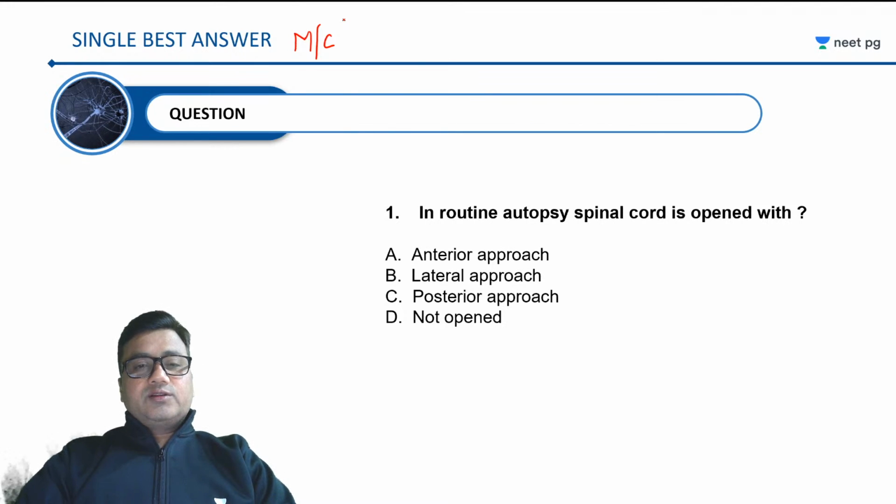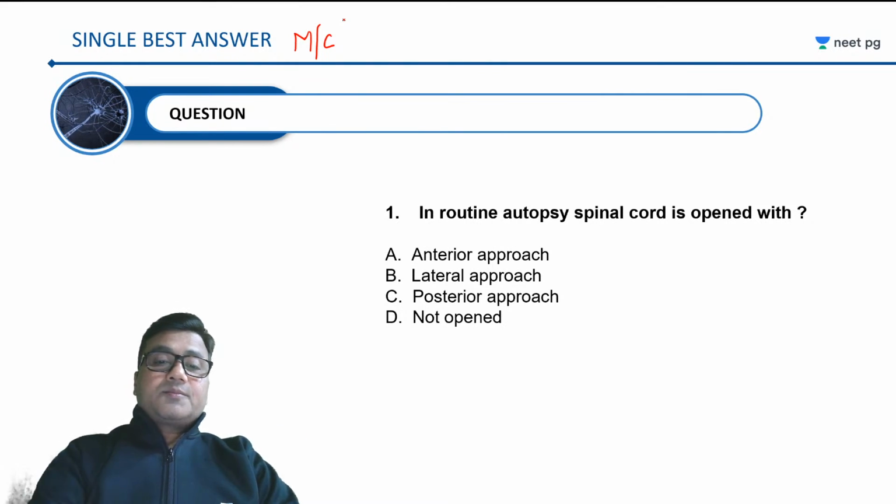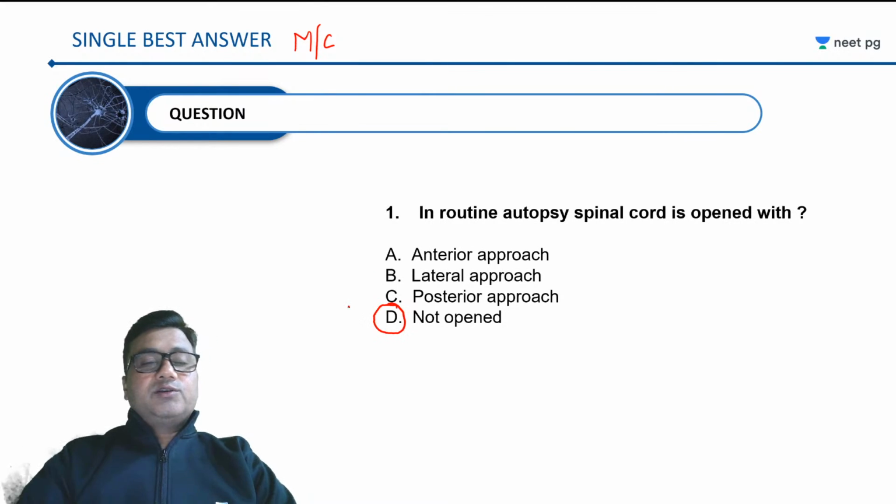Like the question on screen: in routine autopsy, spinal cord is opened with, and the options are anterior approach, lateral approach, posterior approach, or not opened at all. Okay, the correct answer in this case, we need to pick one single best answer, which is a direct question to us. The correct answer is option number D.